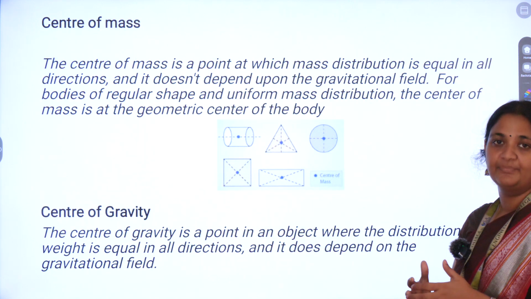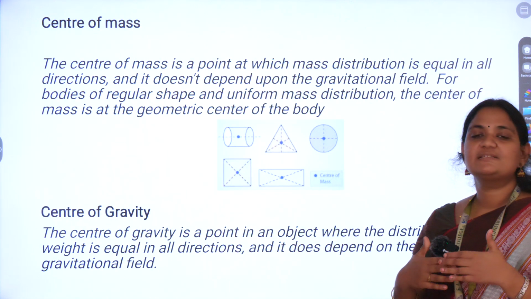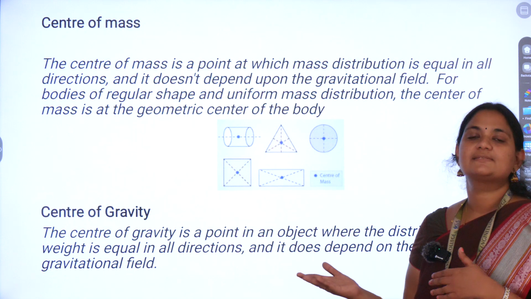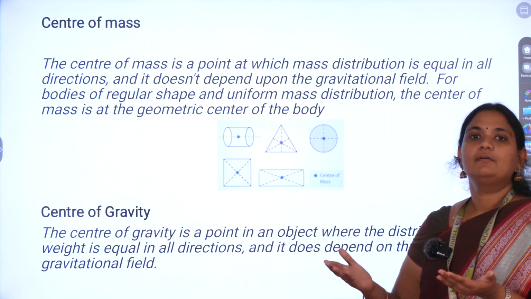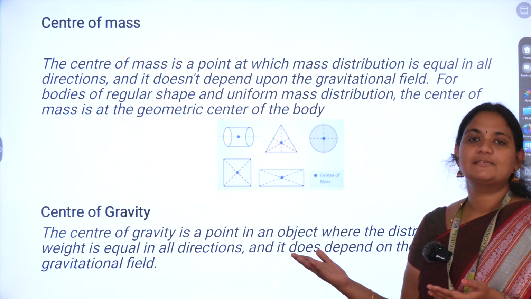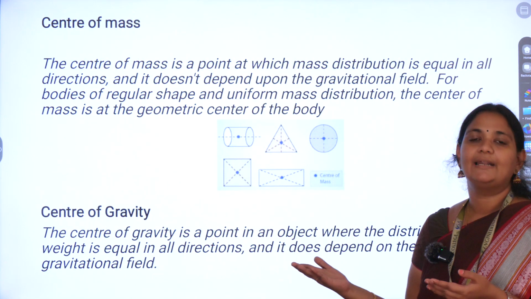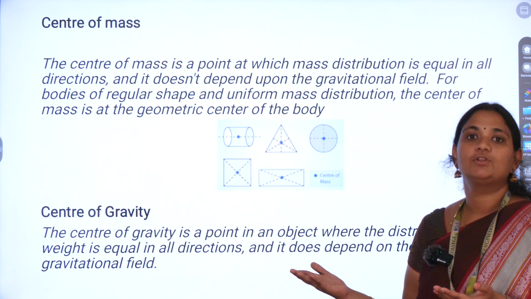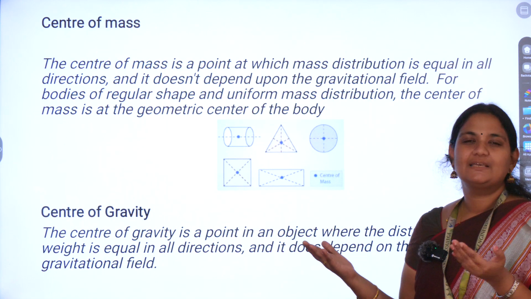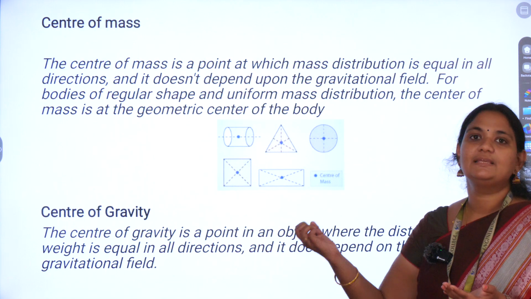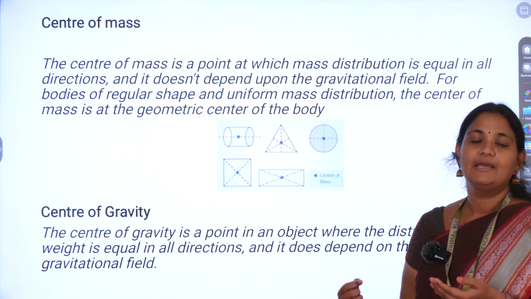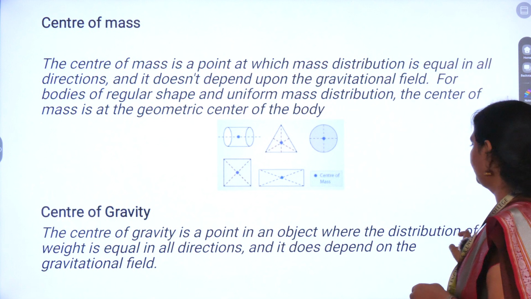For uniform objects like a circle, a cylinder, a cube or a cuboid, the center of mass will be at the centroid. And center of gravity: what is the difference between center of mass and center of gravity? In center of mass, we concentrate on the mass of the object, and in center of gravity, we talk about the weight of an object. Mass and weight, how are they related? Weight is mass into acceleration. When you take the Earth's gravitational force into account, it becomes center of gravity.